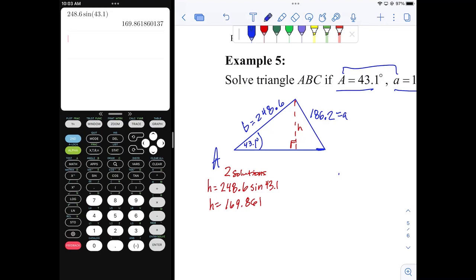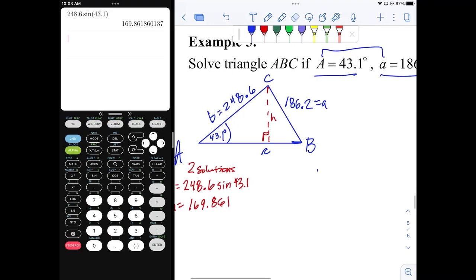So finishing out the lettering here, this is angle B, this must be angle C, and this must be side length C. Now, before when we used the law of sines to solve triangles, we were finding side lengths first. Can we find little c? We can? Let's try it out. To find little c, we're going to put the side length in the top. We're going to have little c all over sine of angle C.